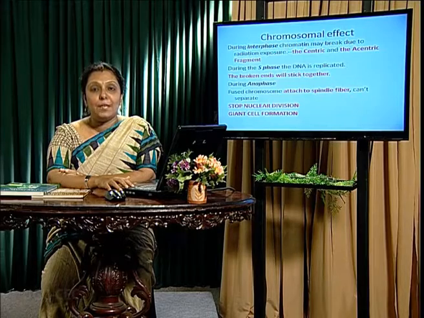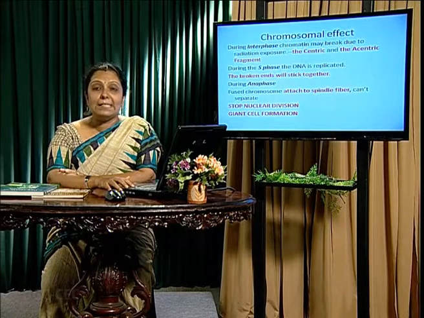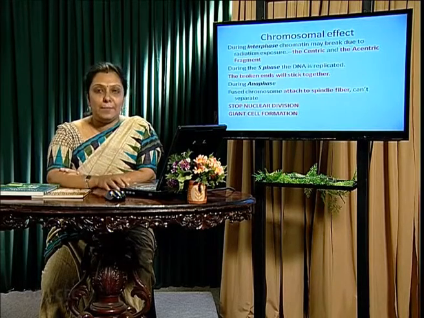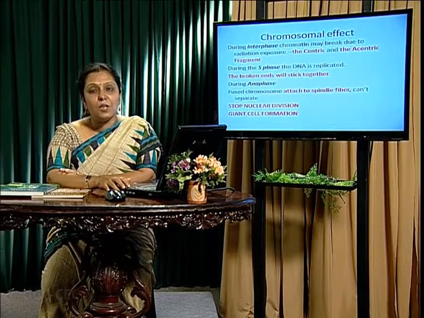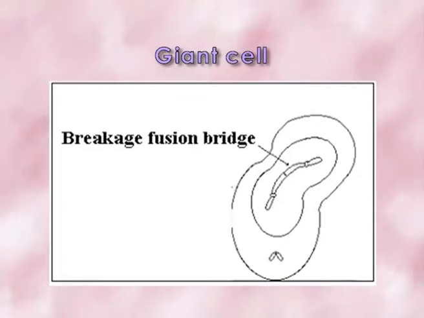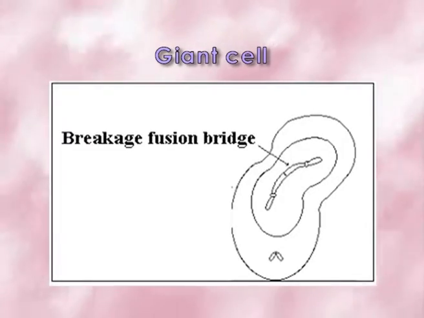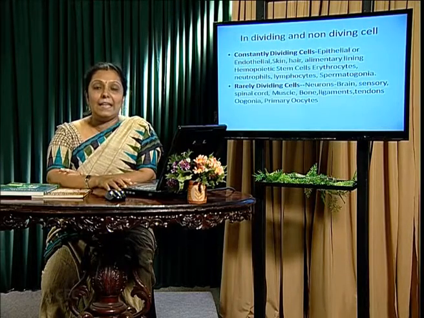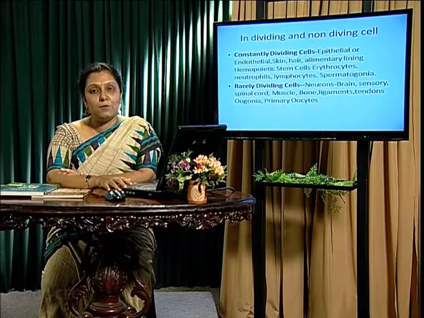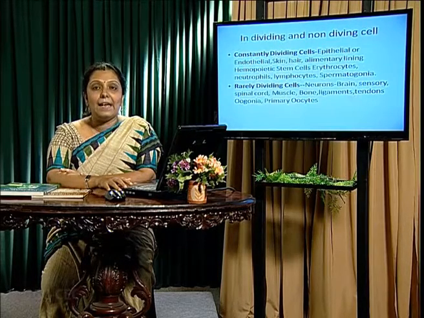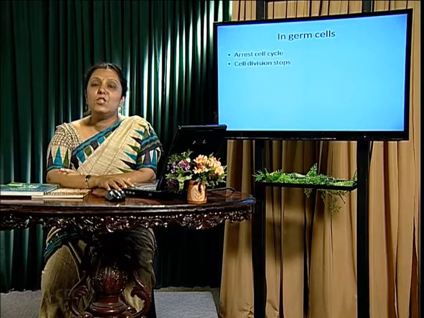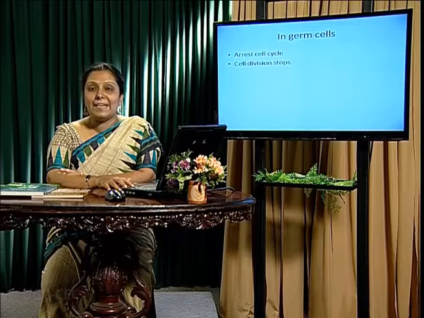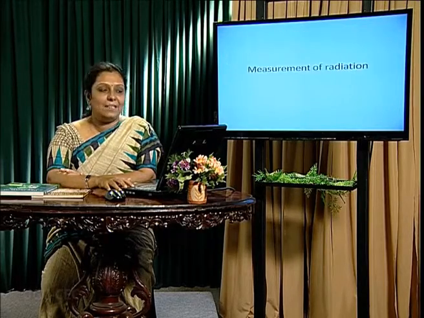And in S phase, both the fragments are joined, but in the case of anaphase, these are joined to the spindle fiber. So, it inhibits further division, giving giant cell formation and inhibiting further nuclear division. Next one, dividing cells like RBC show much more radiation effect than rarely dividing cells like muscle, bone, etc. In germ cells, it stops the cell cycle and gives rise to cell death by arresting cell division.